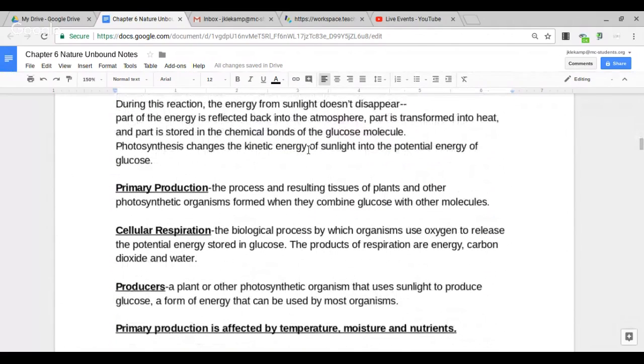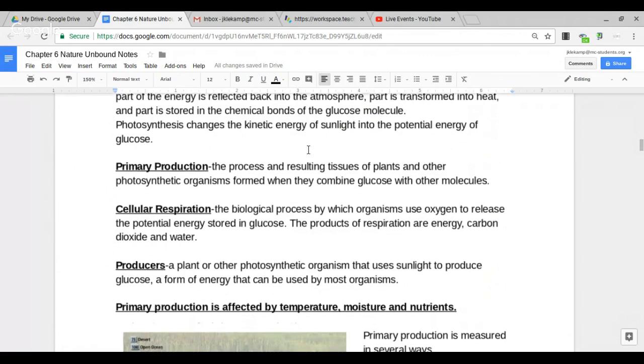Sometimes we think about how the energy stays constant. Not all energy is absorbed here on Earth. Some is obviously reflected back into the atmosphere. Some parts are transformed into heat. And then the last type of energy that we like to talk about is in the form of sugars, that glucose. It is stored in those chemical bonds.